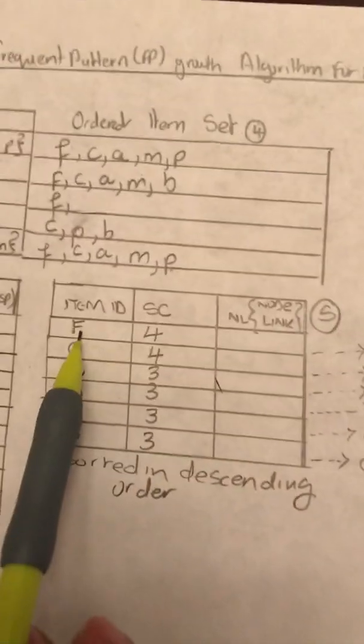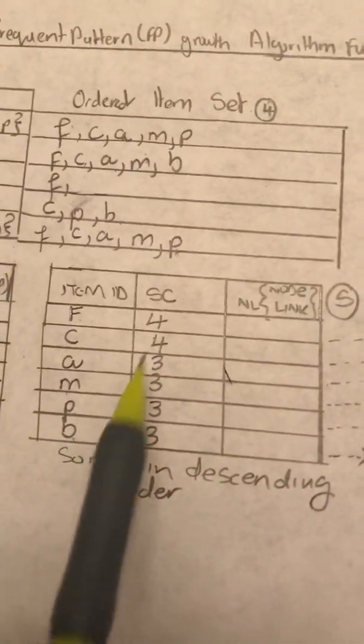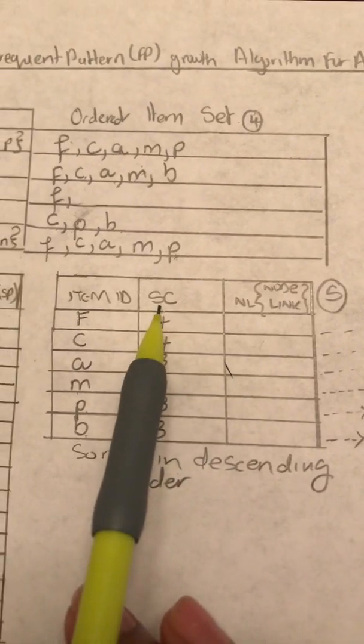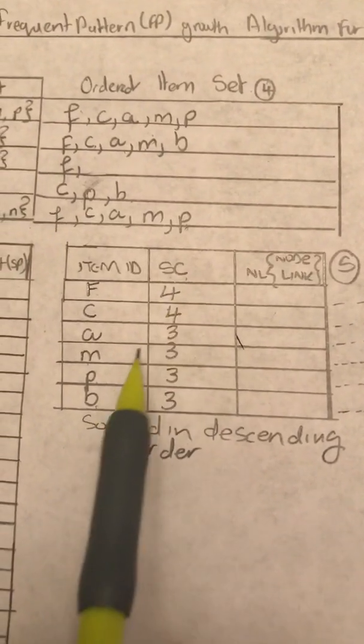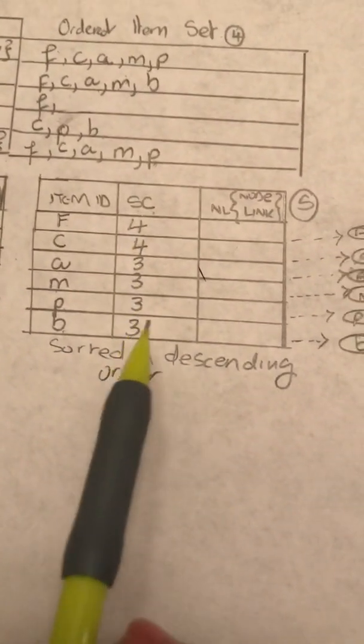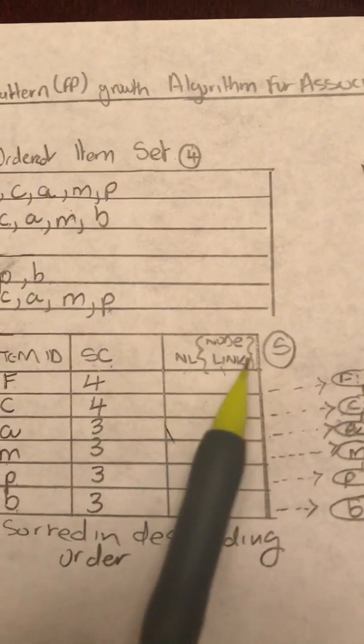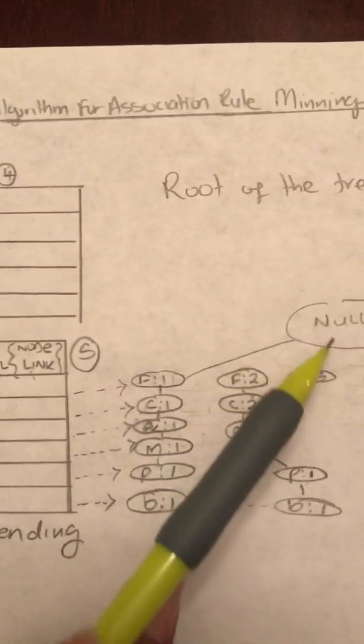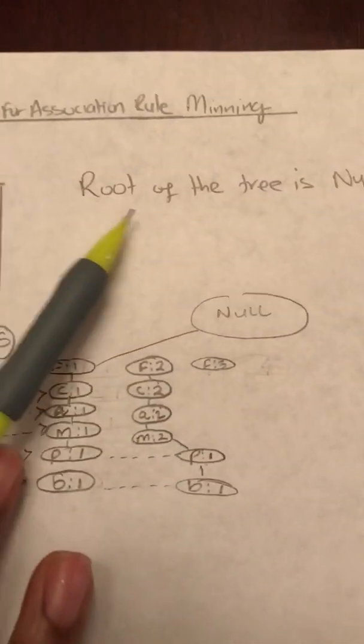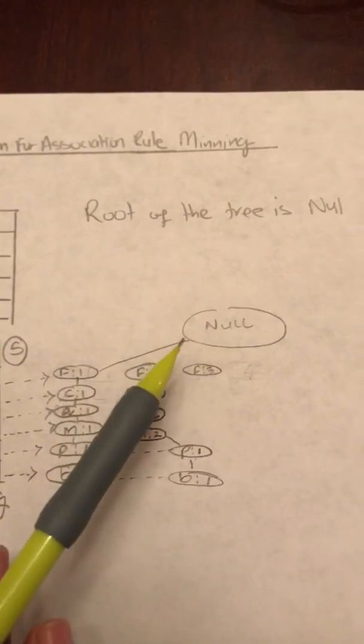So you see I have the same order of item IDs, F, C, A, M, P, B, and then I have the supporting count, which is the same numbers, 4, 4, 3, 3, 3, 3. And then the NL, which stands for node link, is what you would use to build the tree, and null will be the root of the tree, which is called null.